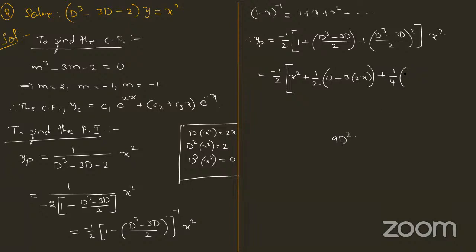So if you operate that 9d square, 9 into d square of x square, as I have written it already, it is 2. 9 times 2. The remaining terms in this expansion become 0 when you operate them on x square. Now this is equals to minus 1 by 2 into x square. This 2x by 2 is there, this 2 can be cancelled here. So the remaining is only minus 3x plus, here it is 2 times 2, we get it as 9 by 2. So this is your particular integral.